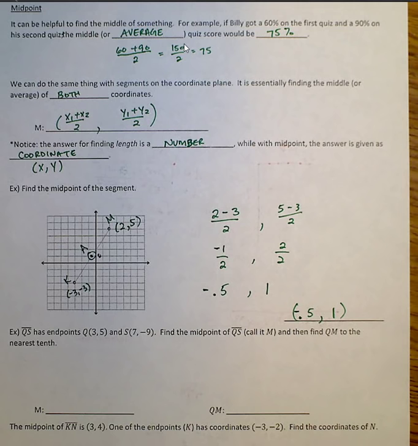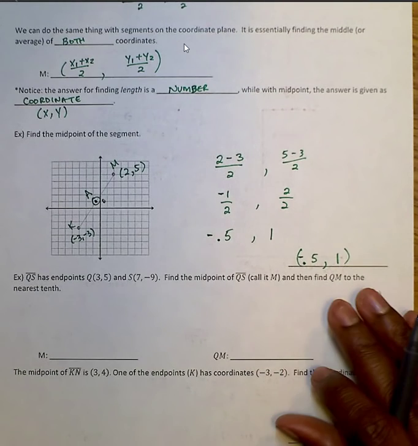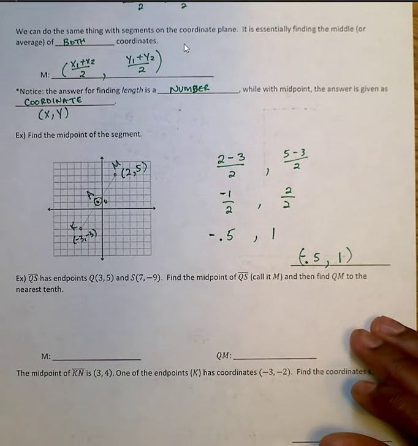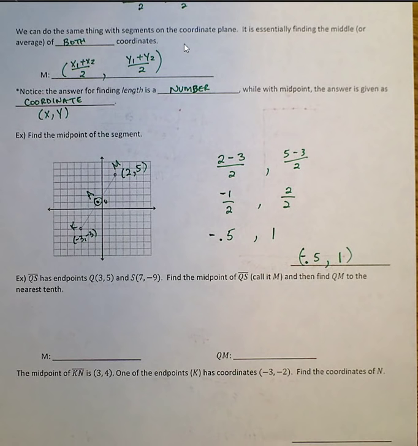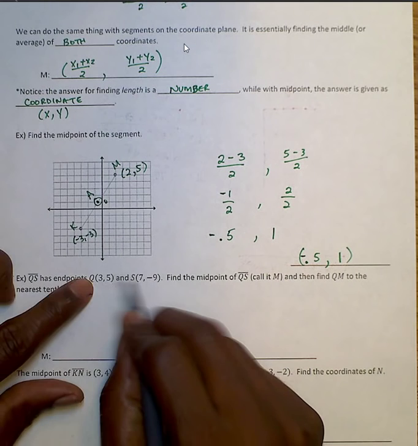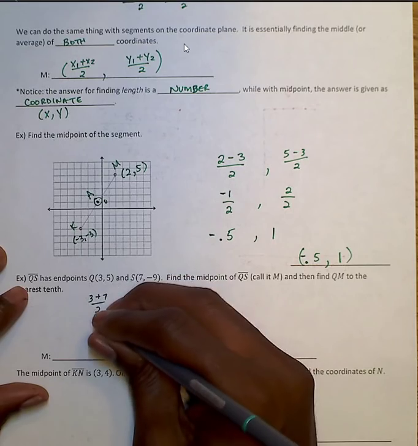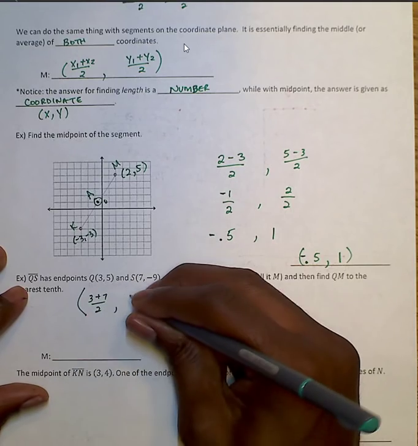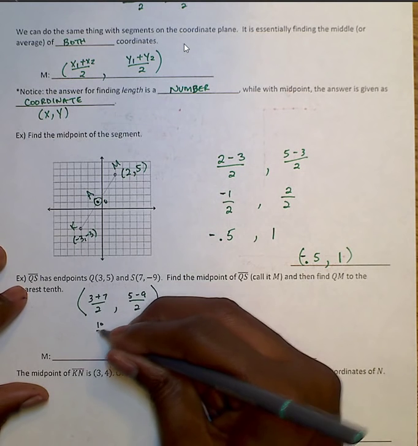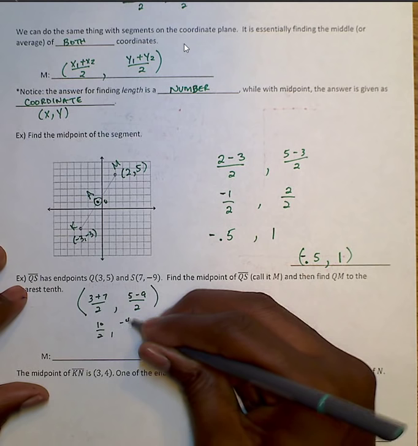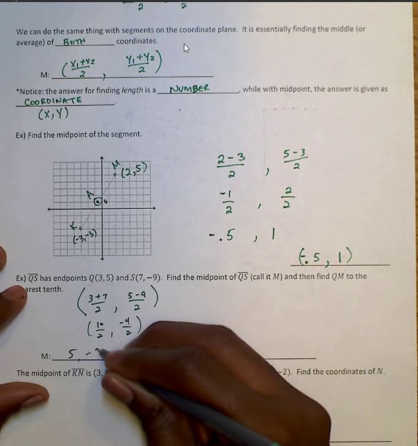Another example. In this example, we have QS, and they're asking us to find both the midpoint and then find the distance of QM. So we're going to find the midpoint. We'll take the x coordinates, 3 plus 7 over 2. We'll take the y coordinates, 5 minus 9 over 2. Okay, so 10 over 2, comma, negative 4 over 2, which will give us 5, comma, negative 2. That's the midpoint.